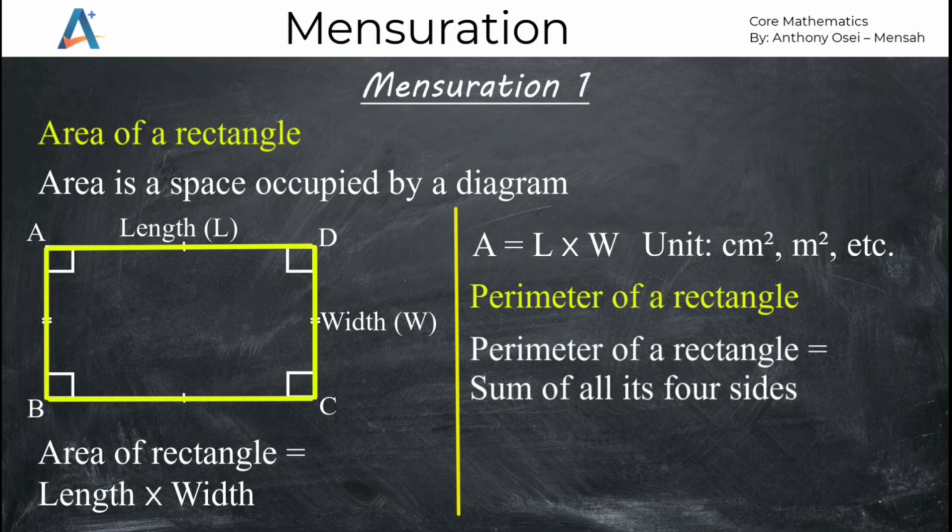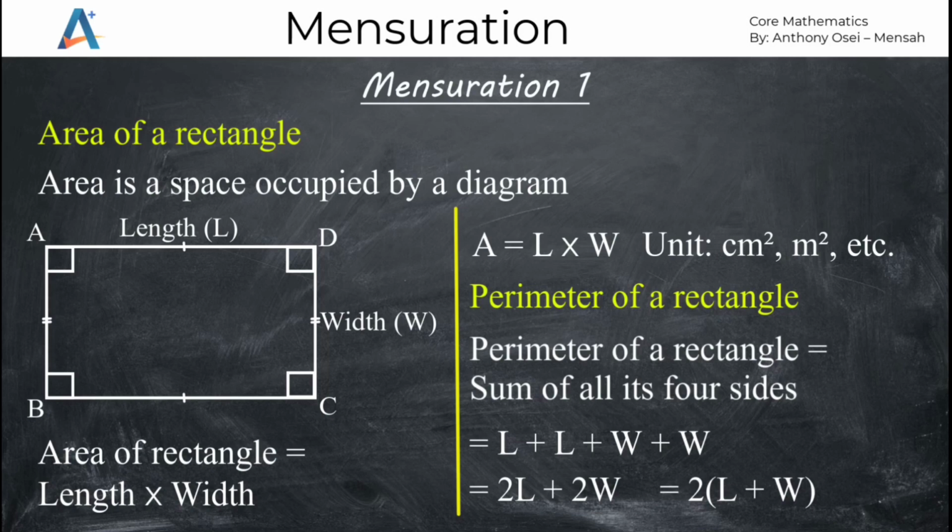So if you want to sum all 4 sides, it will be equal to the length plus another length plus the width plus the width. It means we have 2 of the length, and 2 of the width. If you factorize 2 out, you get the length plus the width. So finally, the perimeter of a rectangle is given as 2 lengths plus 2 widths, or 2 times the bracket length plus width. So this is how it is done.